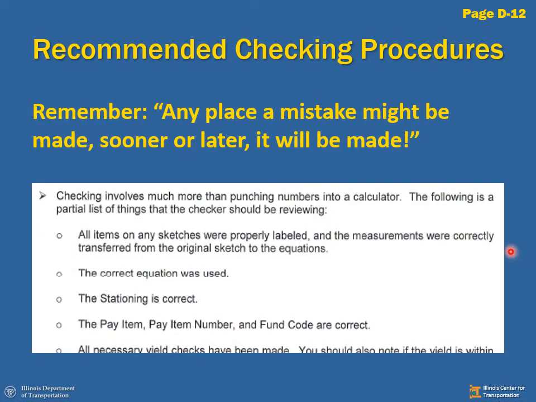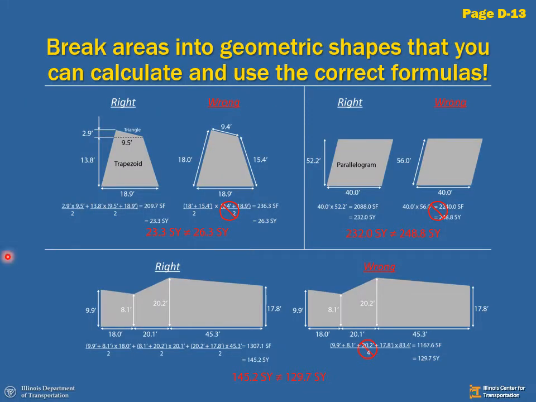Remember, any place a mistake might be made, sooner or later it will be made. Checking involves much more than just looking at the math. If you type in somebody else's formula right in the calculator, it's highly likely that you're going to get the same answer, and it could be wrong. When you're checking someone else's source document, we're also looking at, do they have the right pay item? Is it in the right area of the job site? Is the stationing correct? Do they have the right pay item number? Do they have a fund code? Is that correct? On page D13, we show you some of these miscalculated areas.